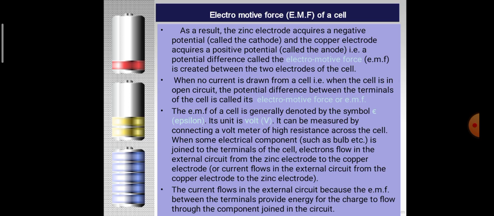When some electrical component such as a bulb etc. is joined to the terminals of the cell, electrons flow in the external circuit from the zinc electrode to the copper electrode, or current flows in the external circuit from the copper electrode to the zinc electrode. The current flows in the external circuit because the EMF between the terminals provides energy for the charge to flow through the component joined in the circuit.